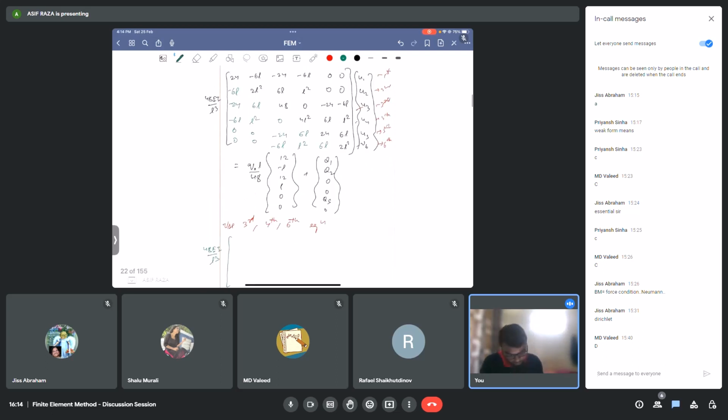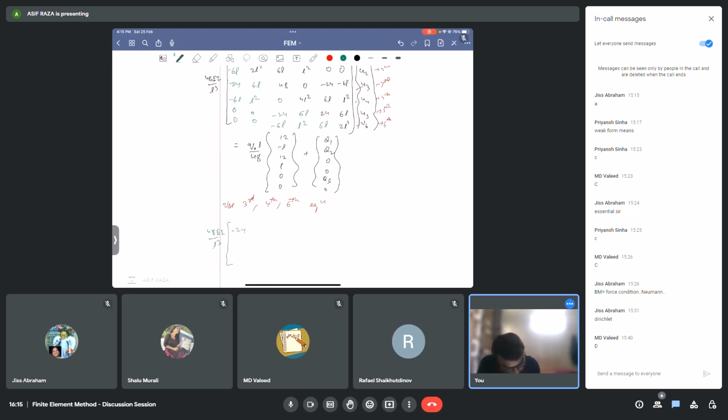so using third equation, we'll have 48 EI by L cube times minus 24 U1 U2 U3, these are 0 0 and U5 is 0, so that will be, okay, I'll just write it as 48 EI by L cube, minus 24 minus 6L and 0, so 6L 48 0 minus 24 minus 6L L square 0 4L square, 6L L square 0 minus 6L L square 6L 2L square.